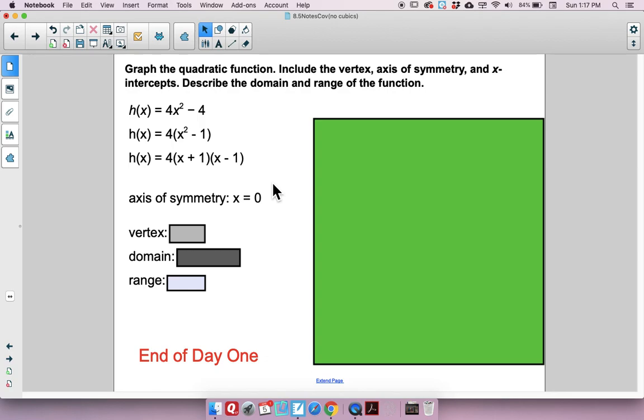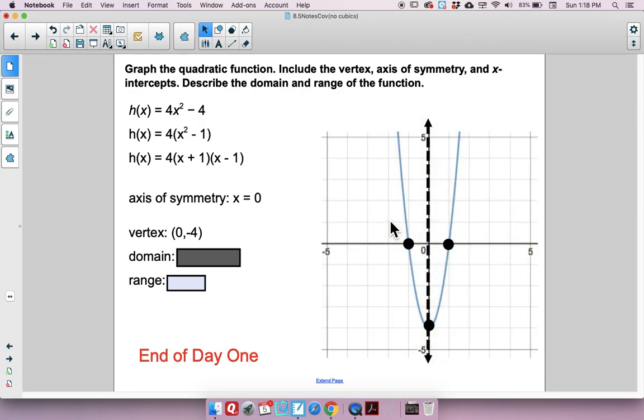Okay, what is going to be our vertex? Well, a couple ways you can think about it. You could plug in 0 for x, and obviously you get -4, so it would be (0, -4). Or you can realize, since this is in the form of ax squared plus c, in which case c is -4, we know that this is just going to be vertically translated down 4 units. So it's (0, -4).